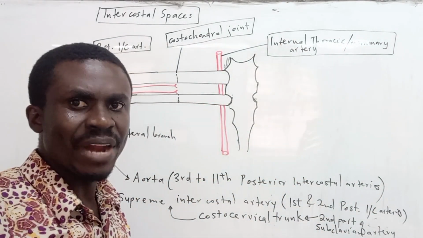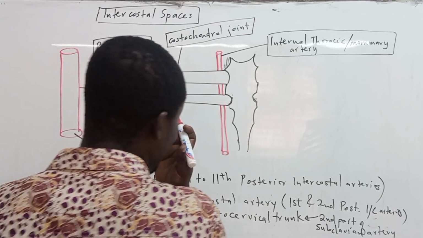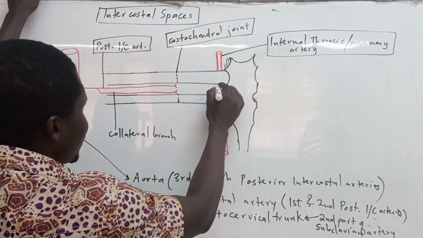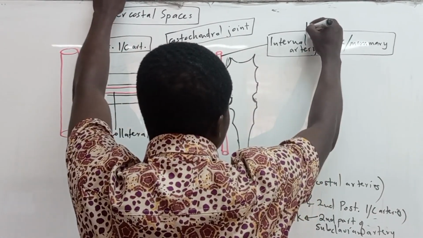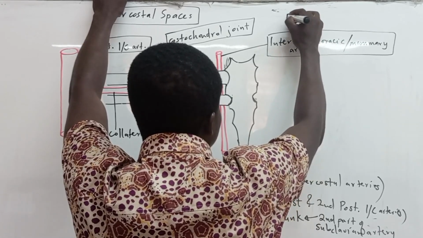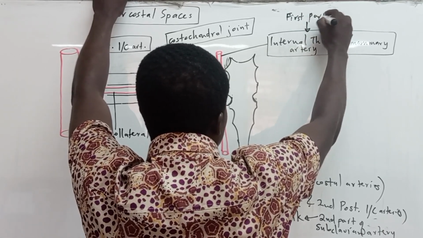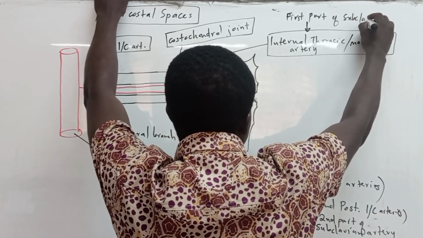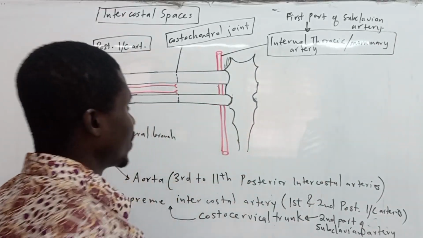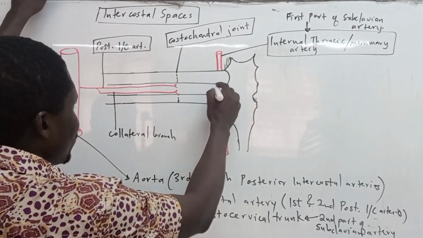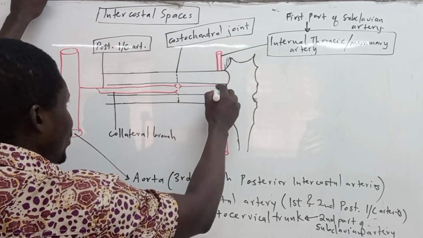My friends, this internal mammary artery is going to give off some branches as it runs in this area. As I told you, it is coming from the first part of the subclavian artery. As it runs over here, it will be giving off some branches, also till the point of the costochondral joints.